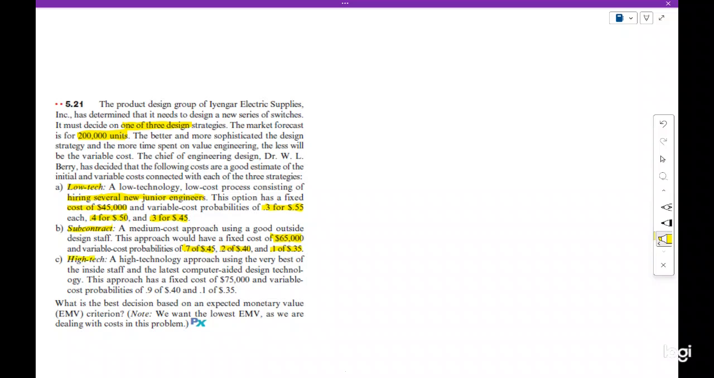Then they have a high-tech strategy, a high technology approach using the very best of the inside staff and the latest computer-aided design technology. This approach has a fixed cost of $70,000, variable cost of 0.9 to $0.4 and 0.1 to $0.3. What is the best decision based on expected monetary value?